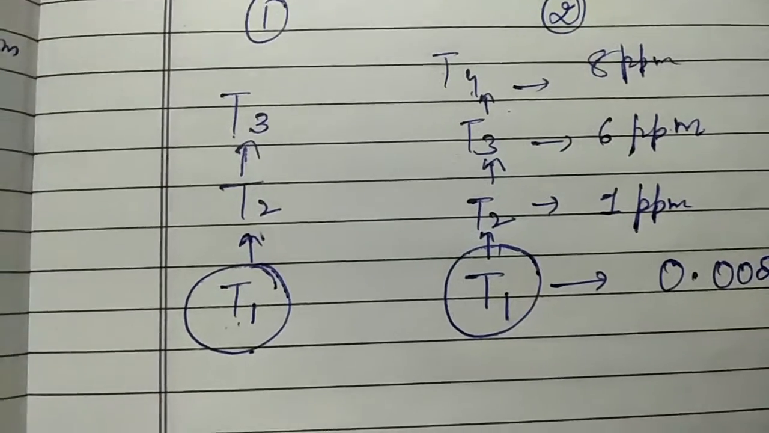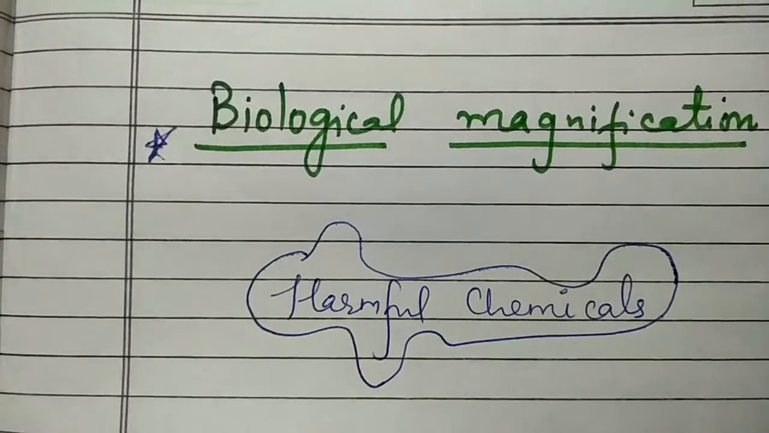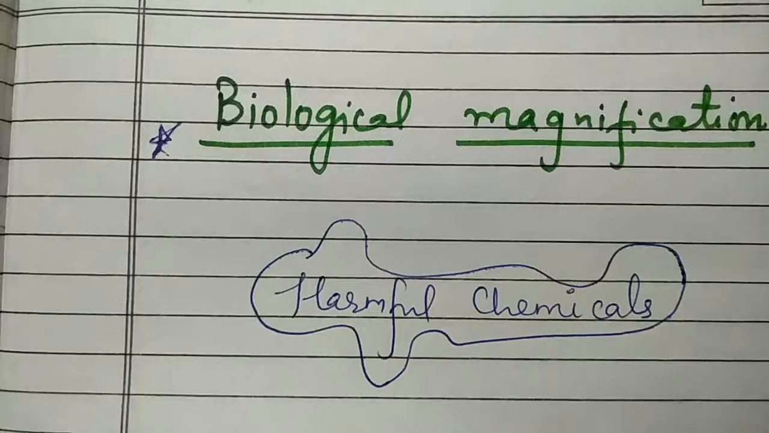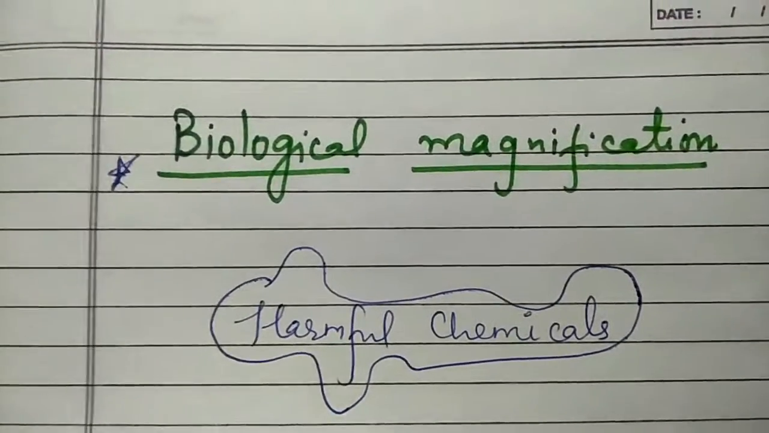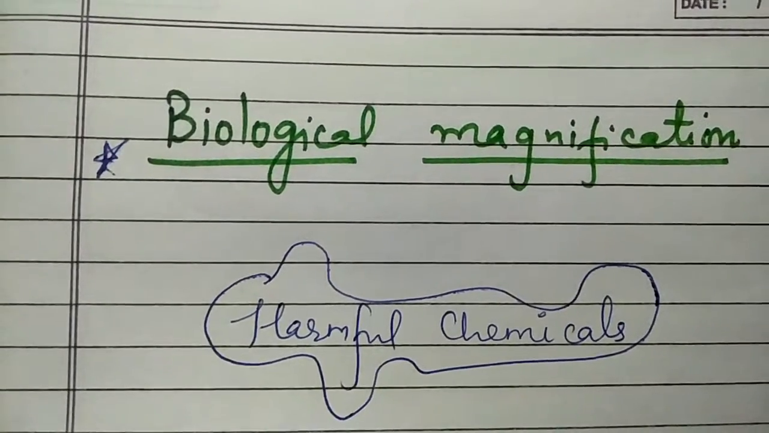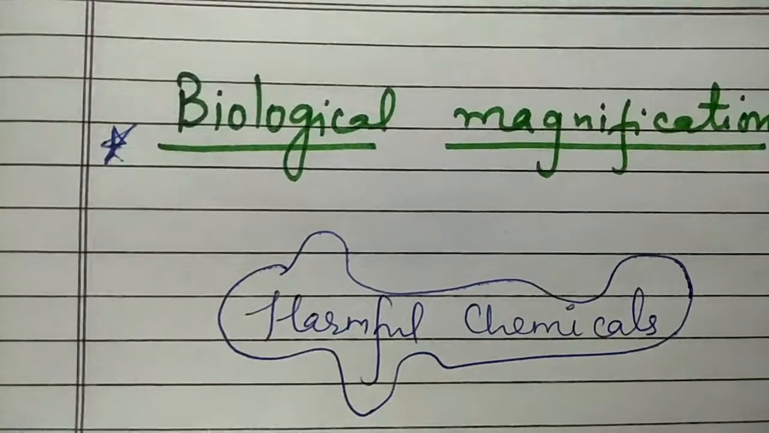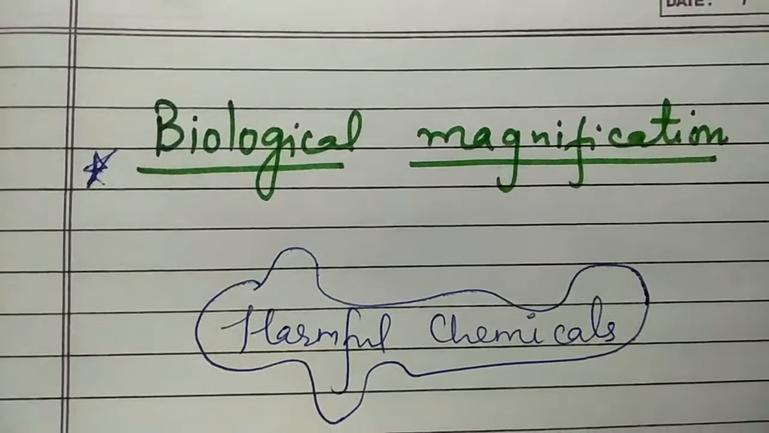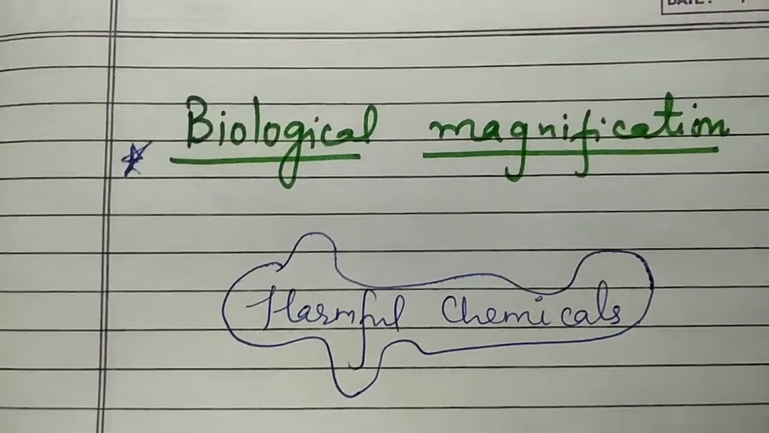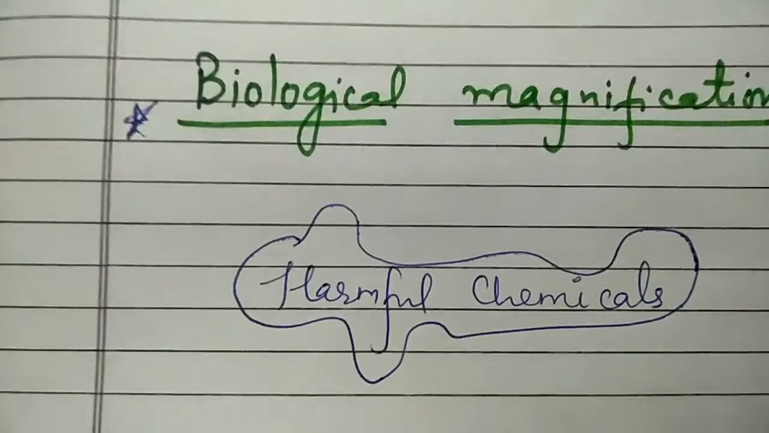And one more point I want to tell you here: biological magnification is the reason why our food grains such as wheat and rice, vegetables and fruits, and even meat contain varying amounts of pesticide residue. Otherwise, we bring the vegetables and pulses to our home, and we wash them. But because of biomagnification, traces of chemicals are still present in them, and when they enter the food chain and reach the highest trophic level, their toxicity increases. This is biological magnification.